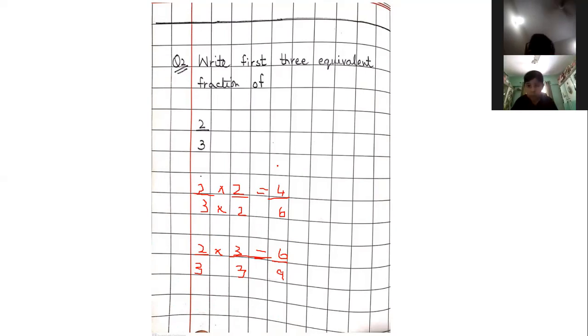And all these numbers are equivalent fractions because they are equal in proportion. Although their numerators and denominators are different from each other, they are equal in proportion. That's why these are equivalent fractions. The third one, beta, you will do it by yourself.